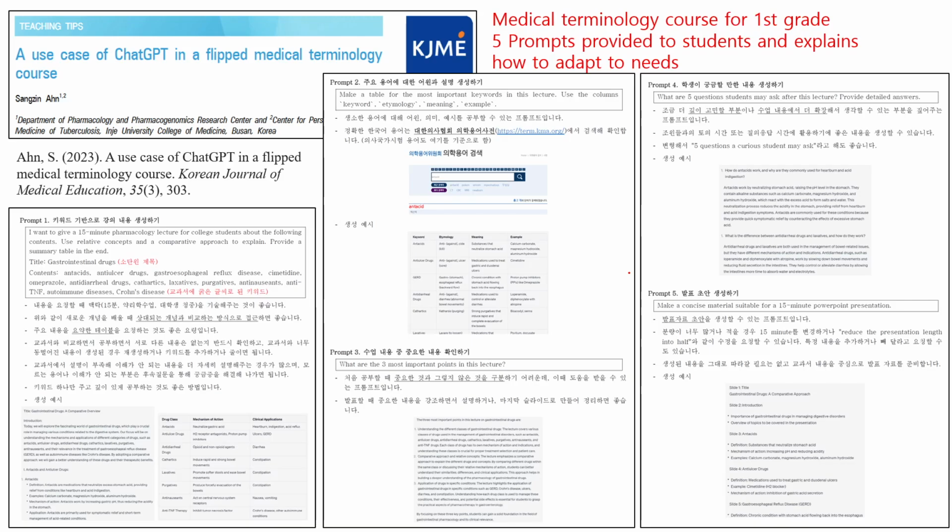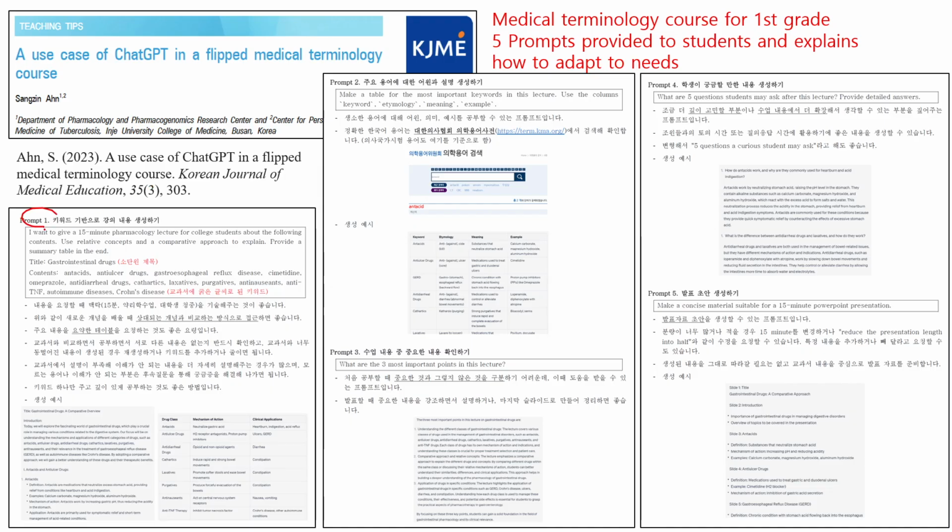Here is an example I have written in Korean Journal of Medical Education. It is a teaching tips article. It is about a use case of ChatGPT in a flipped classroom setting. So this was a medical terminology course for the first grade students, and I provided 5 prompts and some explanations of how to use them.